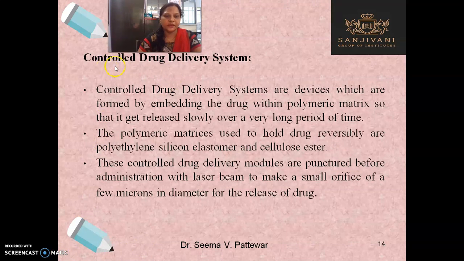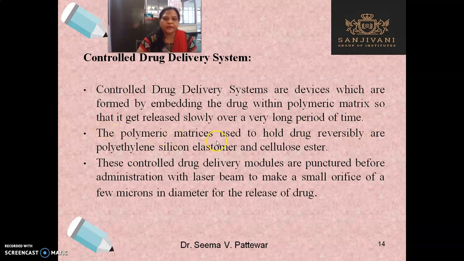Next is the controlled drug delivery system in detail. Controlled drug delivery systems are devices which are formed by embedding the drug within the polymeric matrix so that it will get released slowly over a very long period of time. That is the transdermal patch. Already we have seen that example.